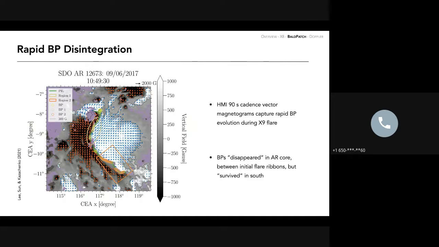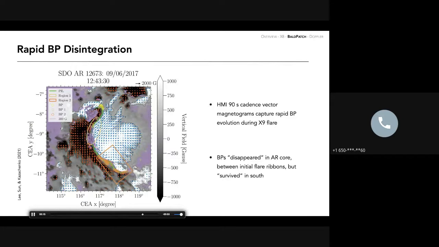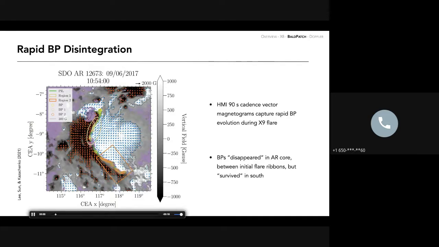All right, this is the work from my student Jonathan. On the left is a movie. If you can click on that movie once. You can see that the yellow symbols along the neutral line are the locations of bald patch. I think this should play continuously in a loop. If you compare the post-flare and pre-flare, maybe you can play it one more time for me.